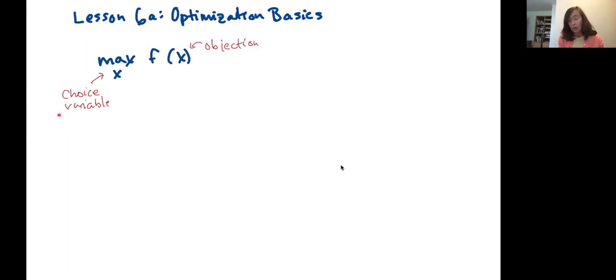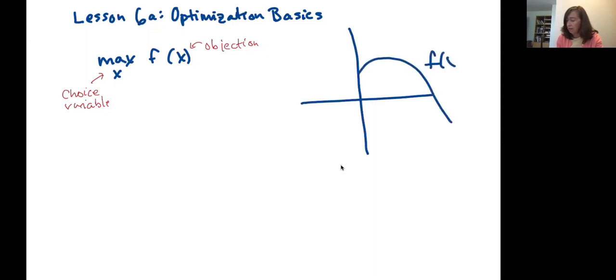The thing that we can control is the choice variable. So these optimization problems are very practical in the sense that they're telling us, okay, what you can control is x and you want the most f as possible. What do you do? What x do you pick here?